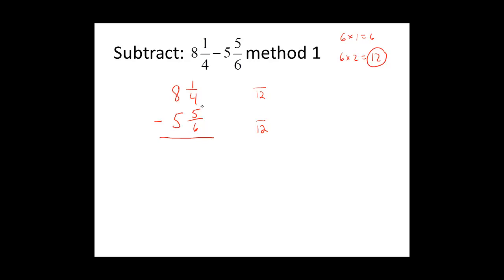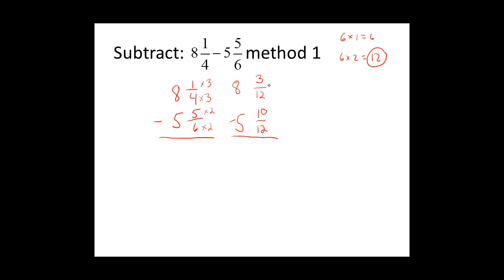So we ask ourselves, what times 4 is 12? 4 times 3. So we need to multiply the numerator by 3 as well, so that we have an equivalent fraction. What do we multiply 6 by to get 12? We multiply by 2, so we multiply the numerator by 2. Our new numerator will be 5 times 2, which is 10. Now we have a common denominator.